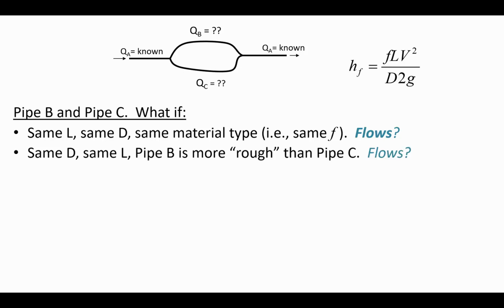All right, now what about this though? They're both the same diameter, they're both the same length, but pipe B is a rough pipe. Maybe it's made out of concrete, whereas pipe C is made out of brass. So now, which of the pipes would carry more flow? The rough one or the smooth one?